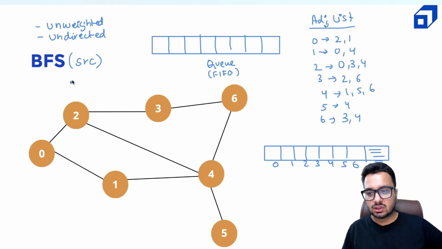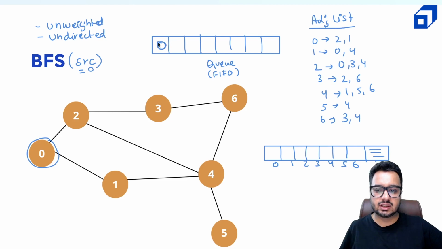We'll start from this node, that is the source node. Let's just assume the source node is 0. We'll mark it and we will put it into the queue. 0 has been visited, 0 goes into the queue, and I am going to mark it as visited. So here the circle denotes the node has been visited.